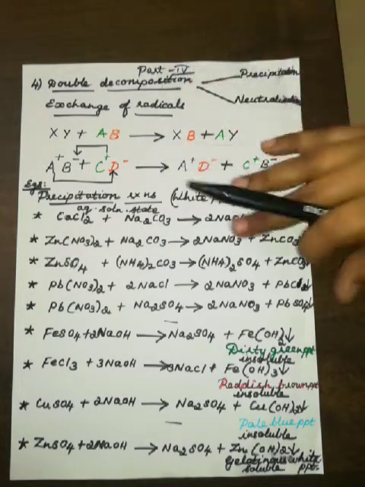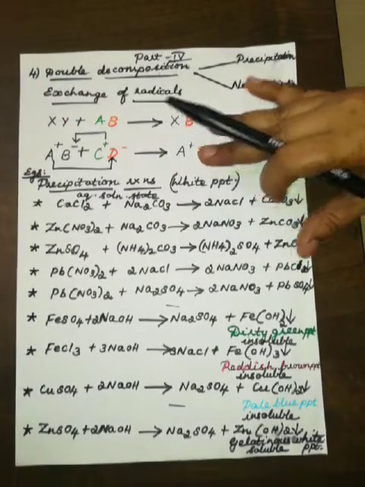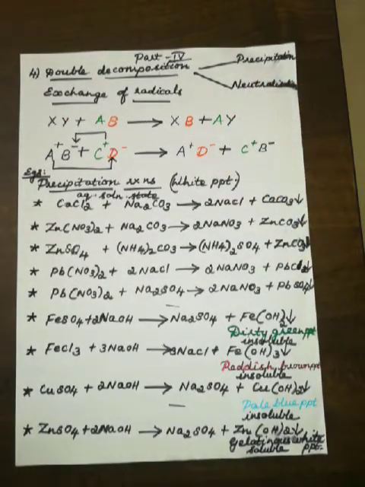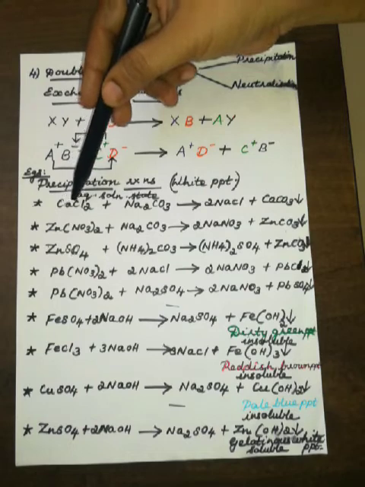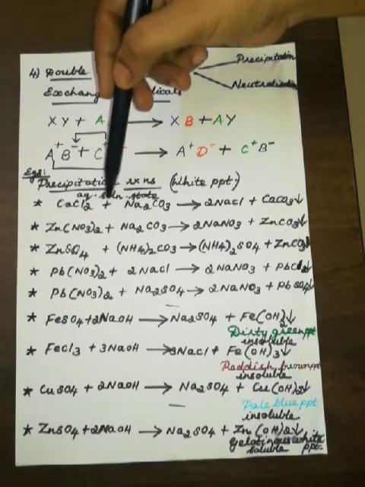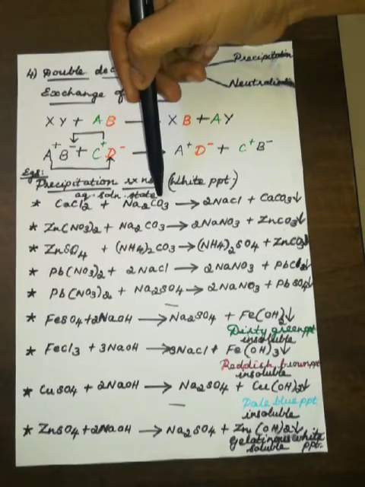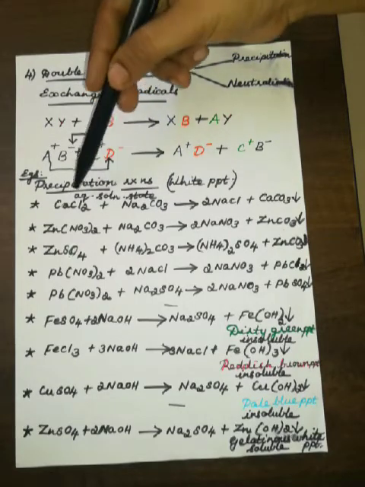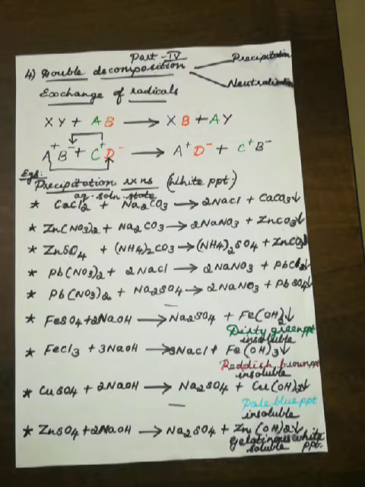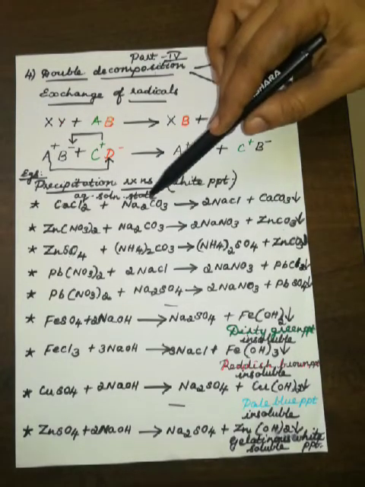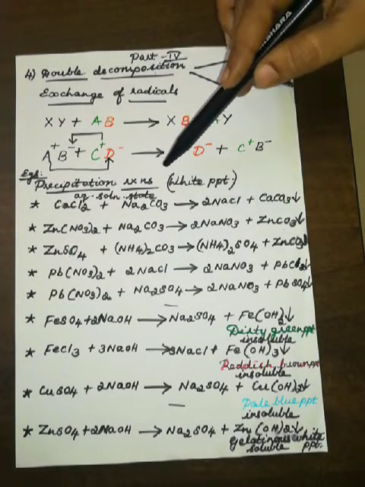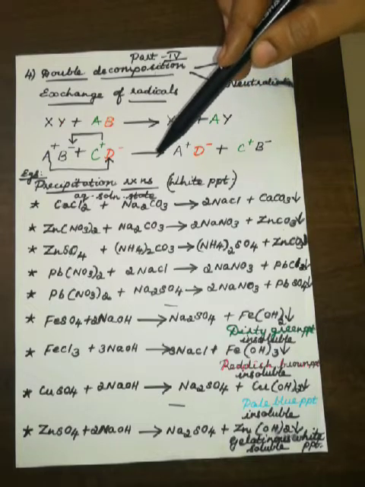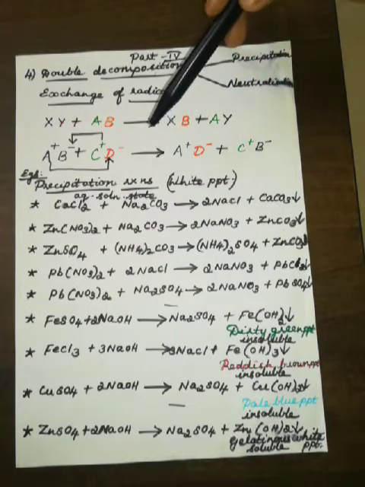Some colorless salts, PPT reactions we will see now. For example, let's see calcium salt: calcium chloride with sodium carbonate. The main condition in a PPT reaction is this: calcium chloride is a solid substance and sodium carbonate is also a solid substance. If you mix both solid substances, no reaction will take place.